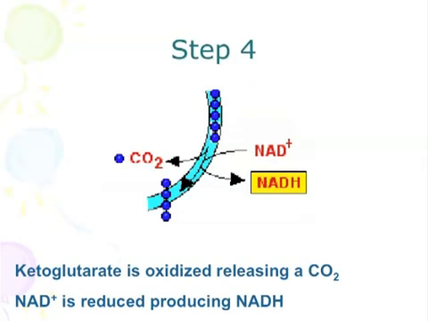Step 4 is when ketoglutarate, the 5-carbon compound, is oxidized again, releasing a carbon dioxide. So you're down to 4 carbons, and NAD plus is reduced, producing another NADH.